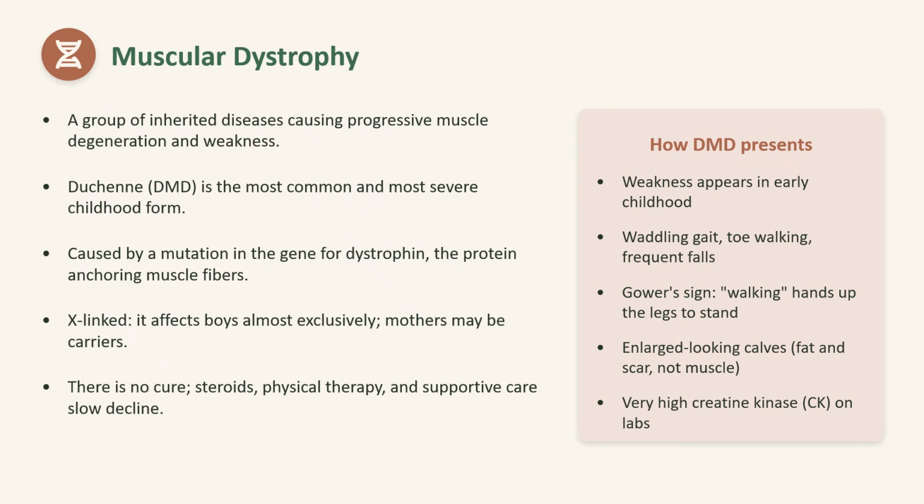Gower's sign is characteristic. Standing from the floor, the child pushes off the ground and walks their hands up their own legs because the hip and thigh muscles are too weak. The calves look enlarged, but the bulk is fat and scar rather than muscle. And CK, the muscle enzyme, is dramatically elevated, often 10 to 20 times normal, because damaged fibers spill the CK into the blood. There's no cure.